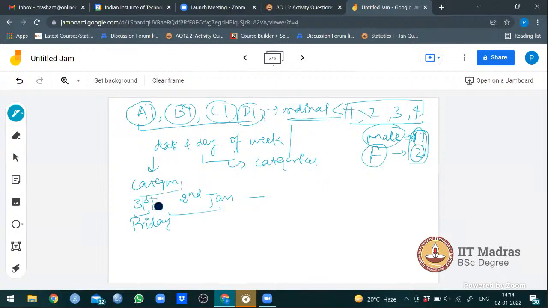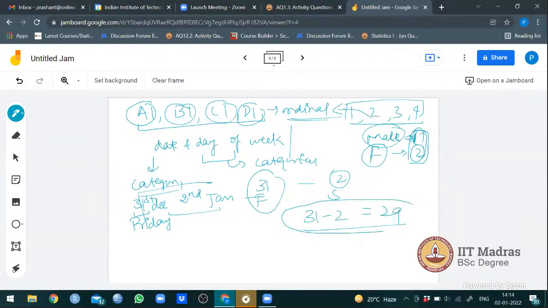31st December. It was on Friday, right? Yes, sir. See, suppose on Friday it was 31 and on Sunday it is 2nd. So suppose I'm subtracting, it will be 29. So it is meaningful. You can say there is a difference of 29 days from 31 to 2.